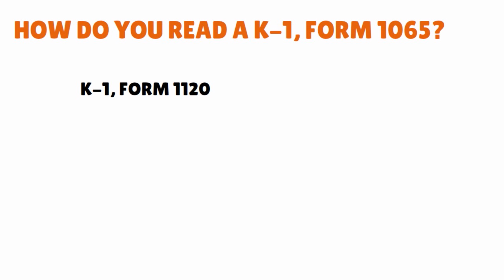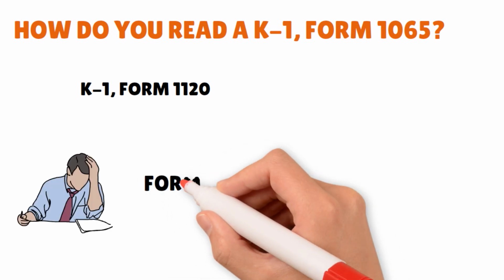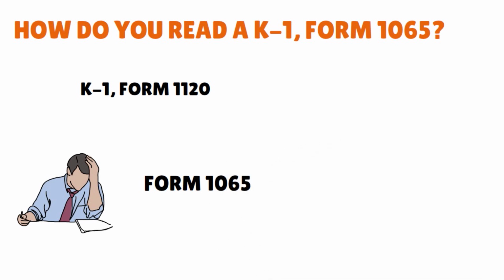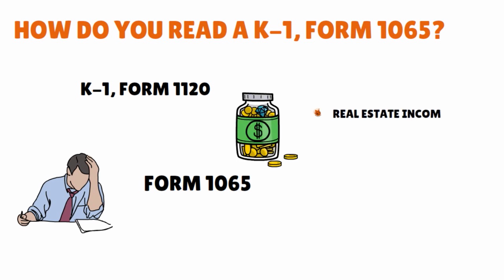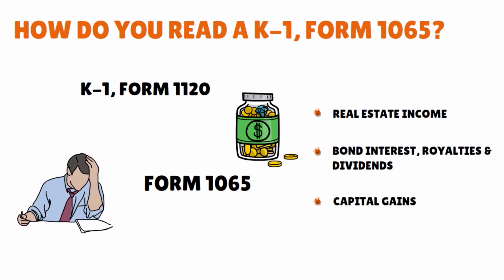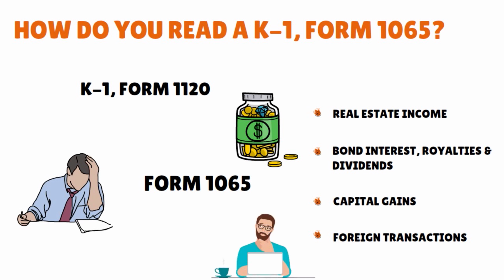All right. So most of the info you'll need to complete your Schedule K1 will come from the income and expenses section of Form 1065. Beyond ordinary business income or losses, Schedule K1 also captures things like real estate income, bond interest, royalties and dividends. You have capital gains, you have foreign transactions, and any other payments that you might have received as part of your involvement in the partnership. So remember that you'll need that information on hand to fill out the form. If you're sitting there and ready to fill out the form, you've got to have all that info.